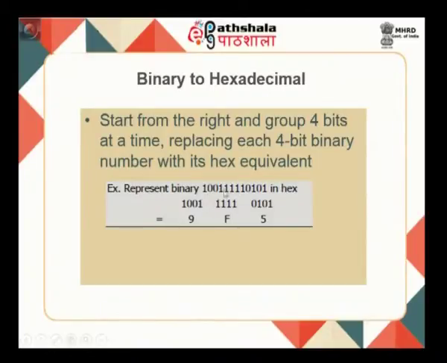So, instead of writing 1000 11111110101 I can write 9F5 base 16. This way it is very simple for me to convert a binary number into hexadecimal, and vice versa is also possible. So, 5 can be expanded as a 4-bit number, that means 0101. So, I can expand it very easily also.